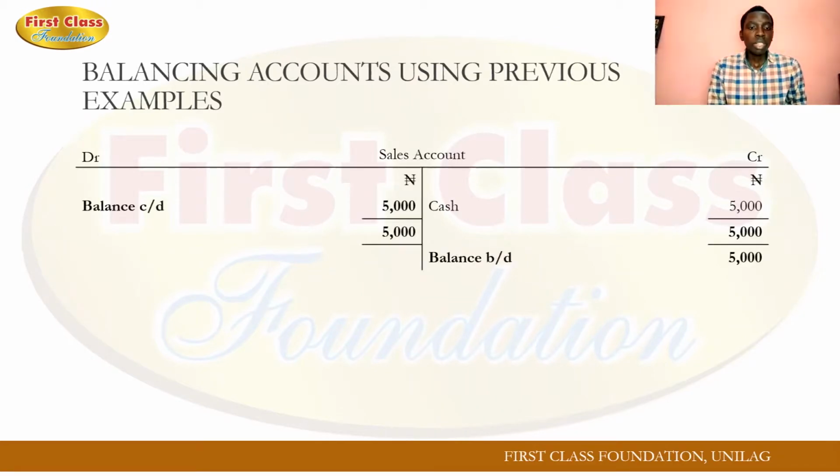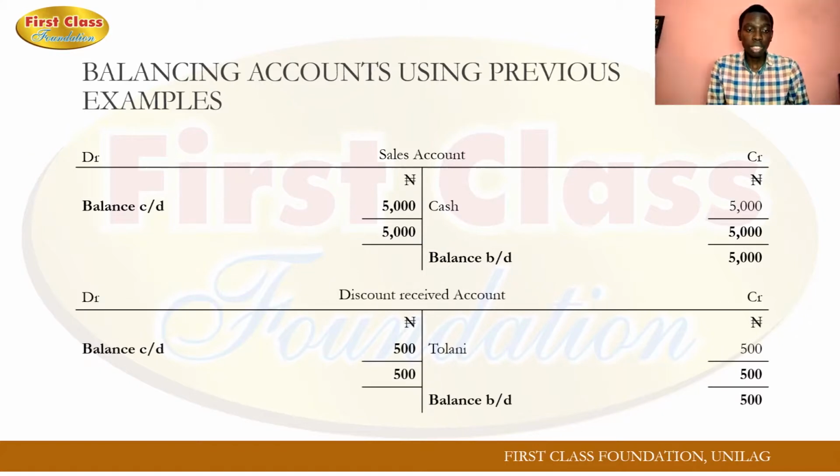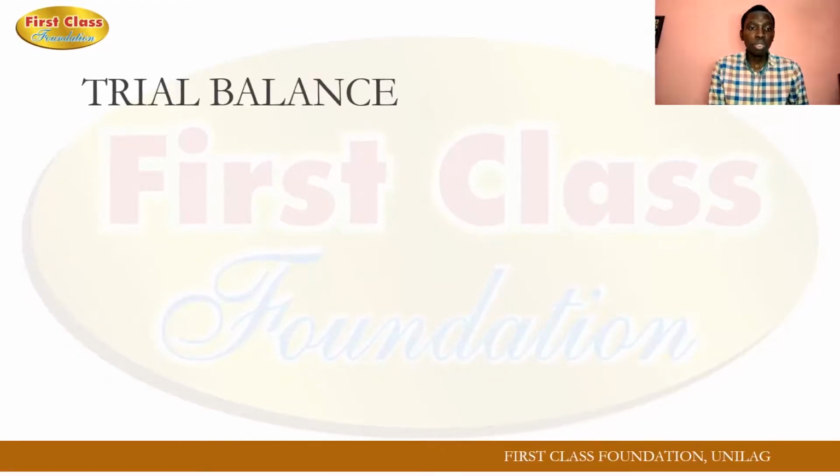So for our sales account, there was a cash sale of 5,000 which we credited to the sales account after debiting cash. And then we have our final balance as 5,000. Our discount received: there was a discount received from Tolani in the settlement of the account of 500 naira. So now we move to the trial balance.